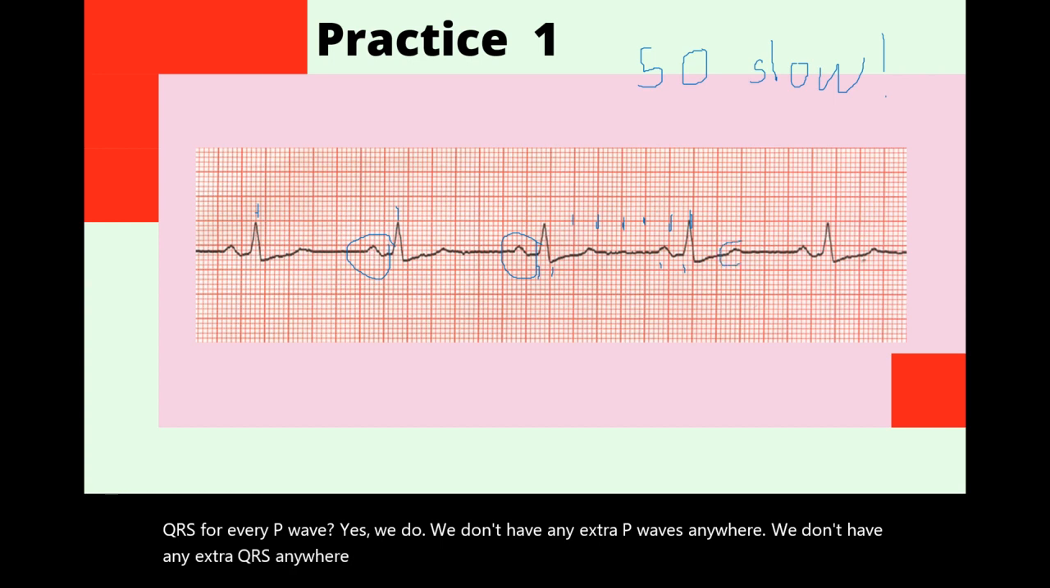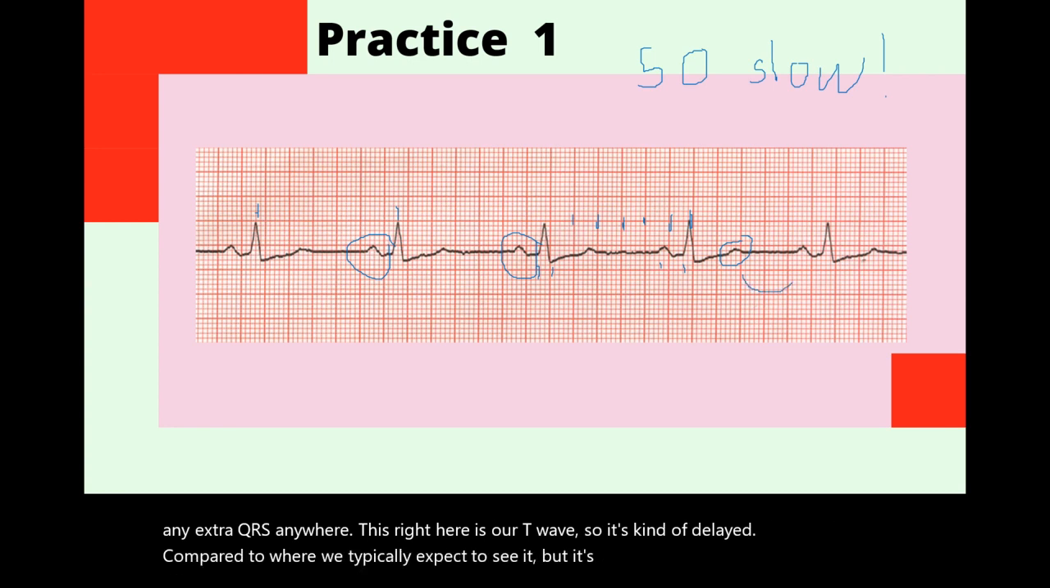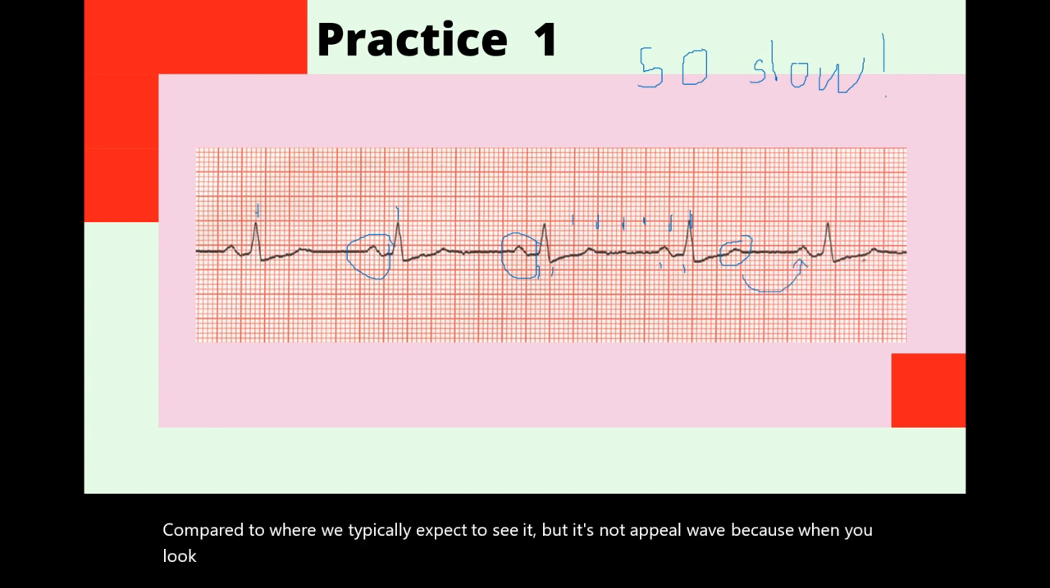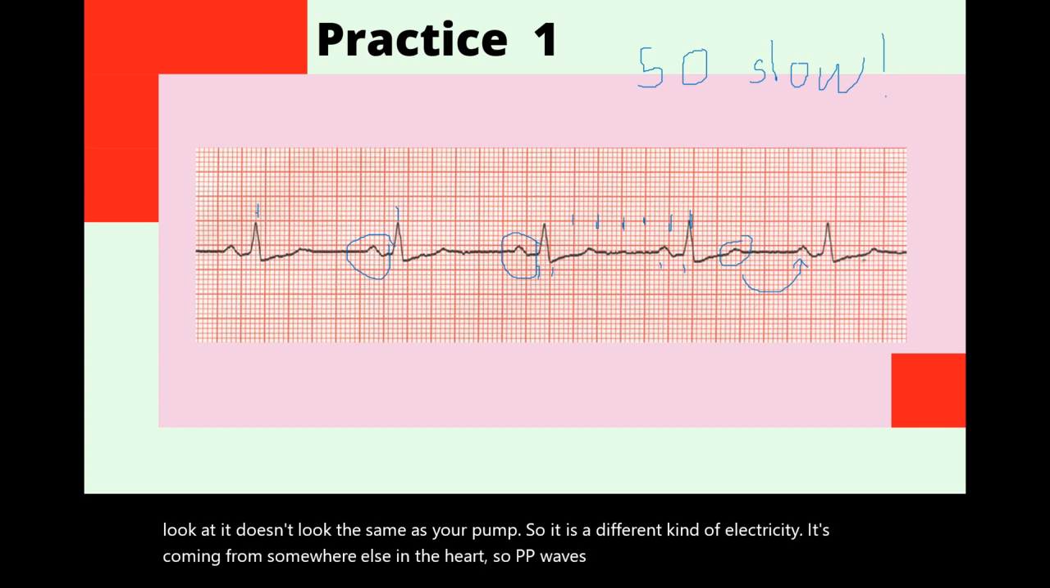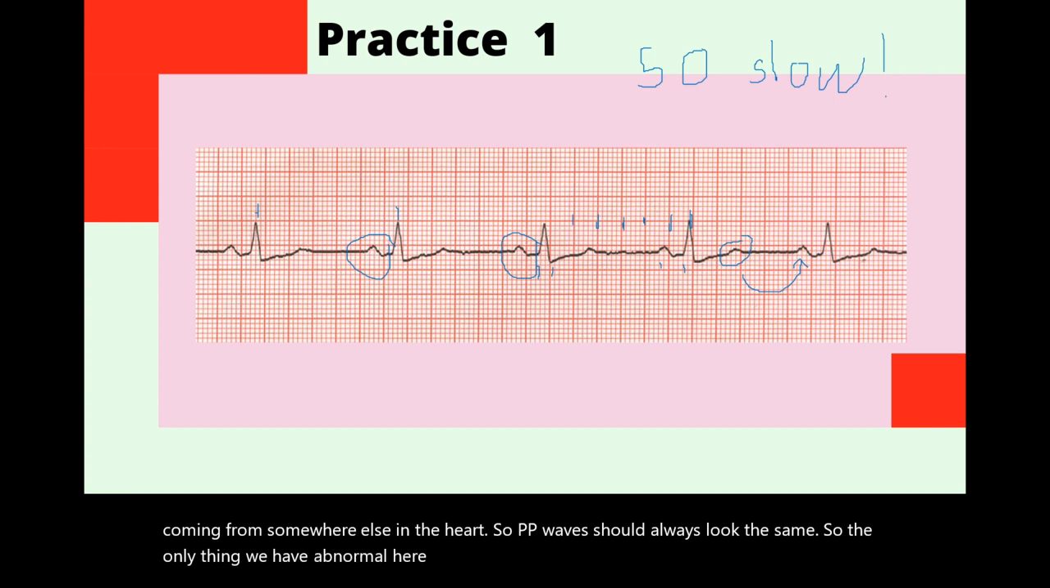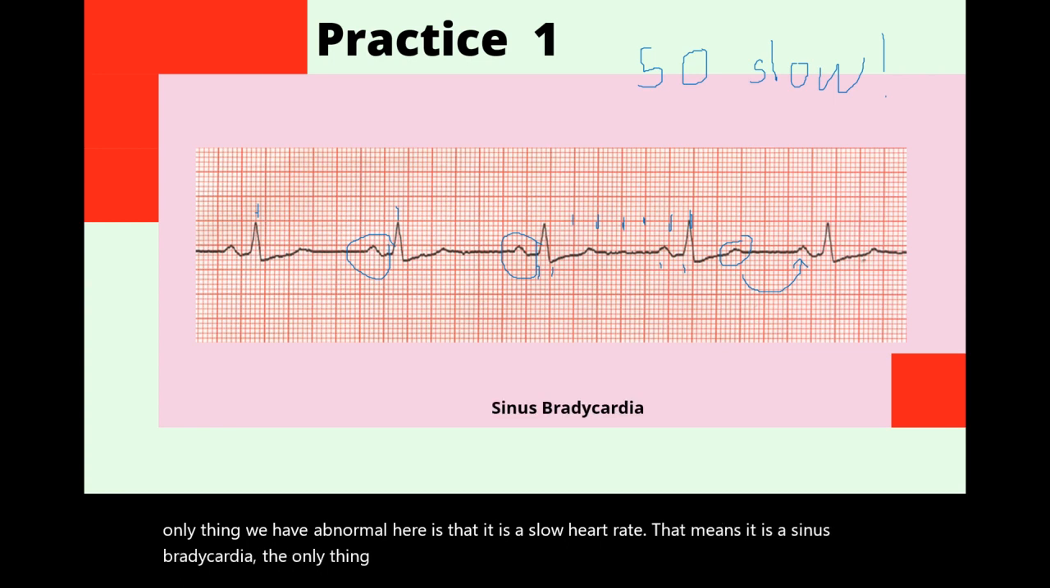This right here is our T wave, so it's kind of delayed compared to where we typically expect to see it, but it's not a P wave because when you look at it, it doesn't look the same as your P wave. So it is a different kind of electricity. It's coming from somewhere else in the heart. P waves should always look the same. So the only thing we have abnormal here is that it is a slow heart rate. That means it is a sinus bradycardia. The only thing abnormal is the rate.